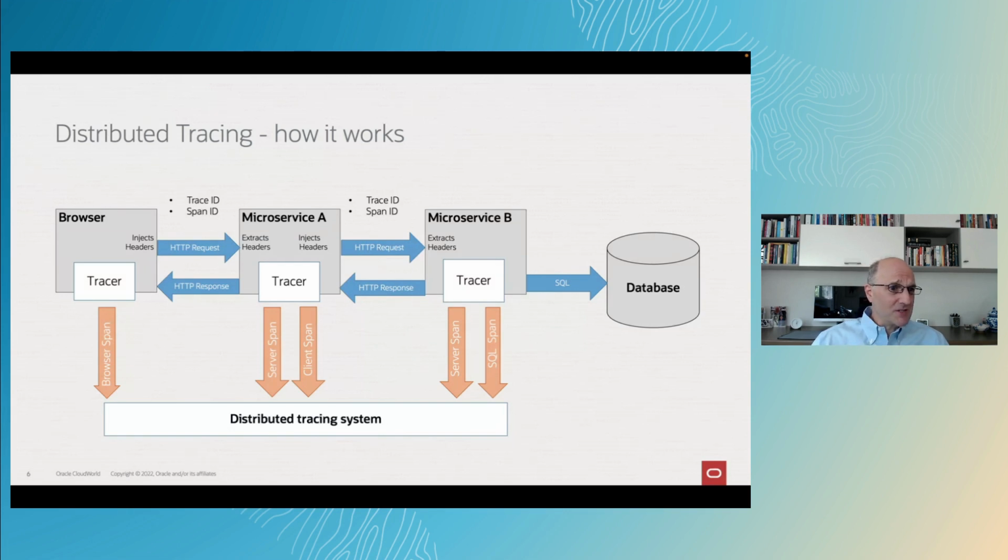In this case, transactions start with the browser. You click on a button. The tracer, the component that runs within the browser, intercepts this activity and adds the transaction context, the trace context, into the HTTP request. The context in this case is a trace ID and a span ID. Both of them are generated the first time.